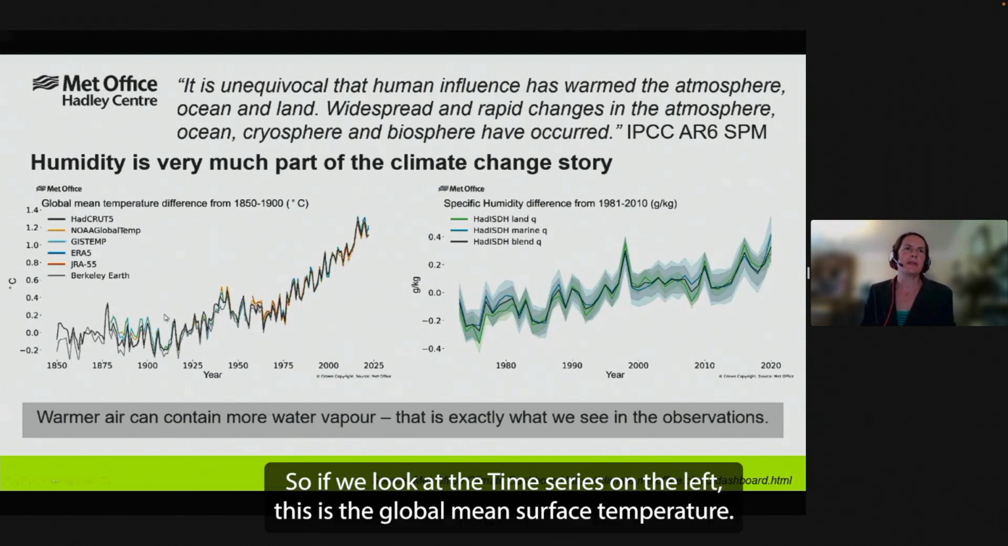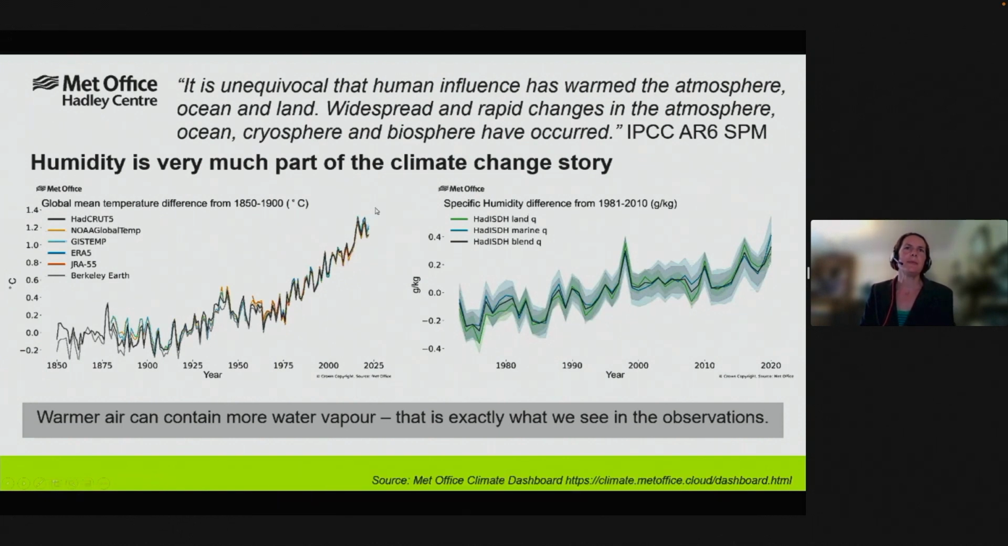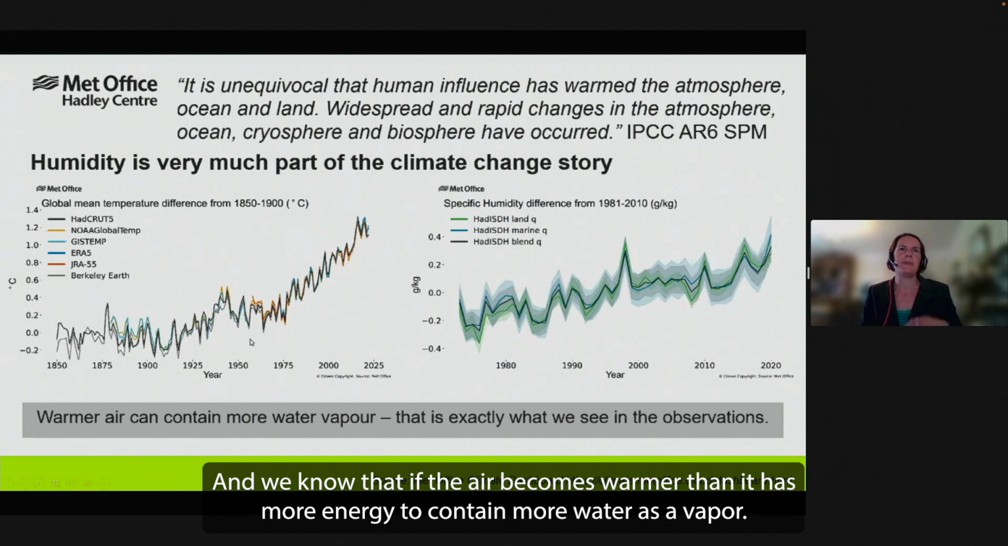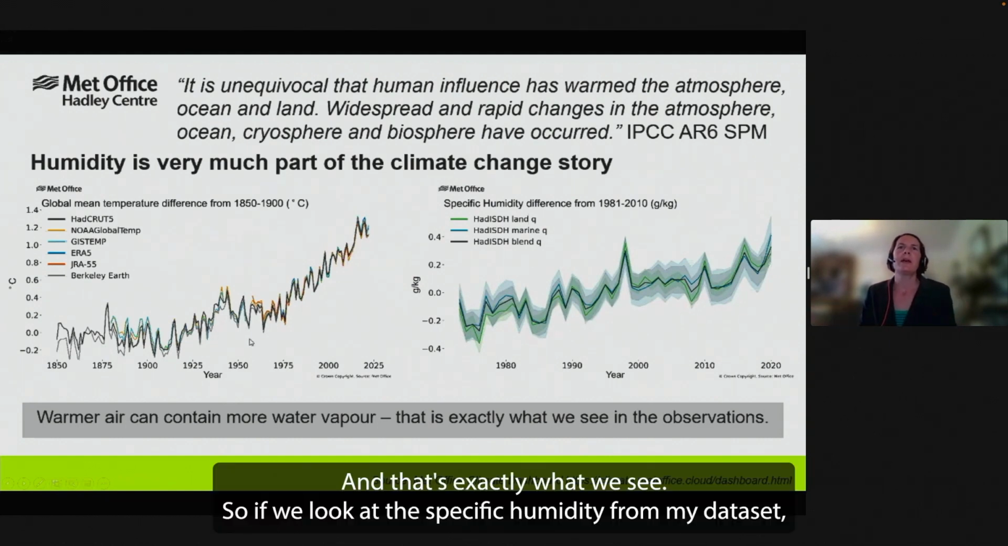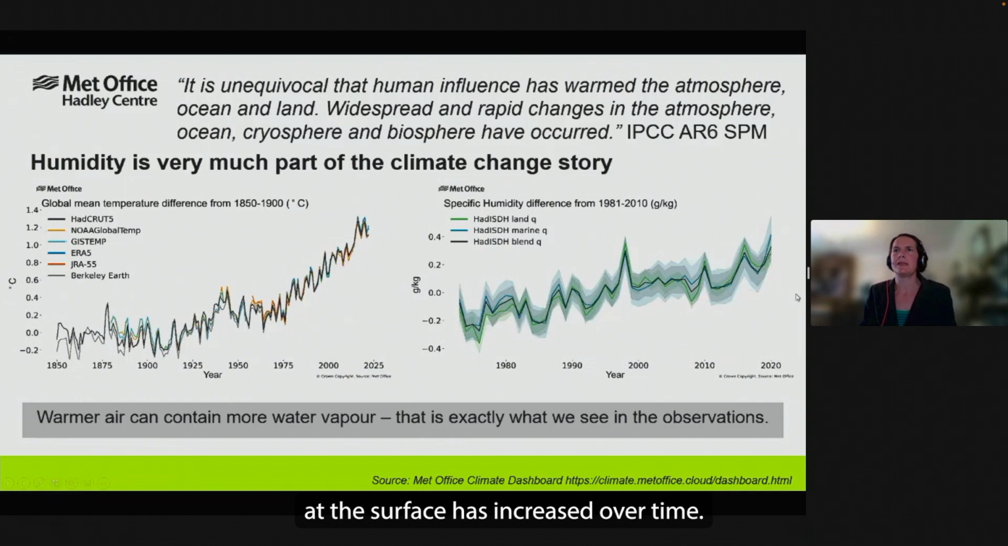So if we look at the time series on the left, this is the global mean surface temperature. And it's very clear that this has risen over time. And so this, we know that if the air becomes warmer, then it has more energy to contain more water as a vapor. And that's exactly what we see. So if we look at the specific humidity from my data set, then this shows us that the specific humidity, or the water content of the atmosphere at the surface, has increased over time.